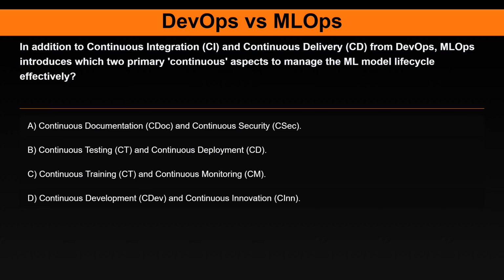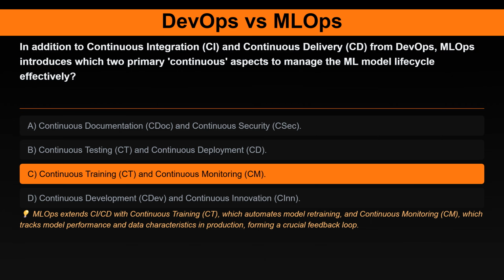Question 6. In addition to continuous integration, CI, and continuous delivery, CD, from DevOps, MLOps introduces which two primary continuous aspects to manage the ML model lifecycle effectively? Option A. Continuous documentation, CDOC, and continuous security, CSEC. Option B. Continuous testing, CT, and continuous deployment, CD. Option C. Continuous training, CT, and continuous monitoring, CM. Option D. Continuous development, CDev, and continuous innovation, CIN.